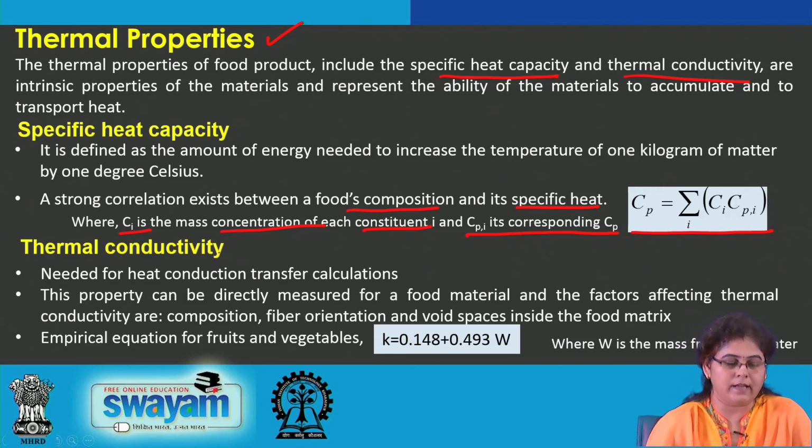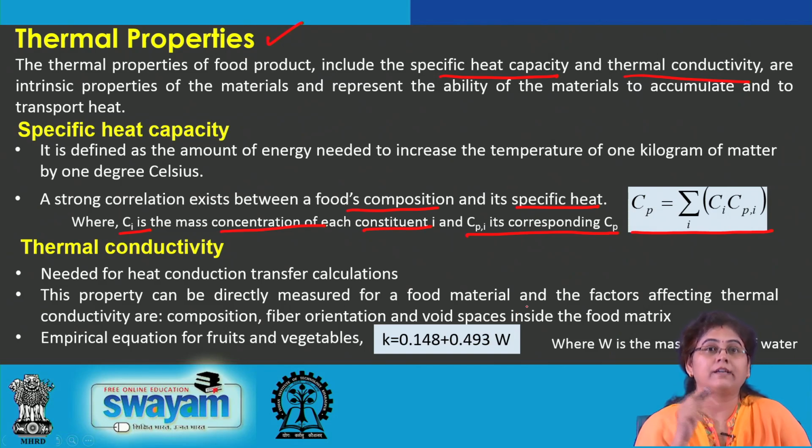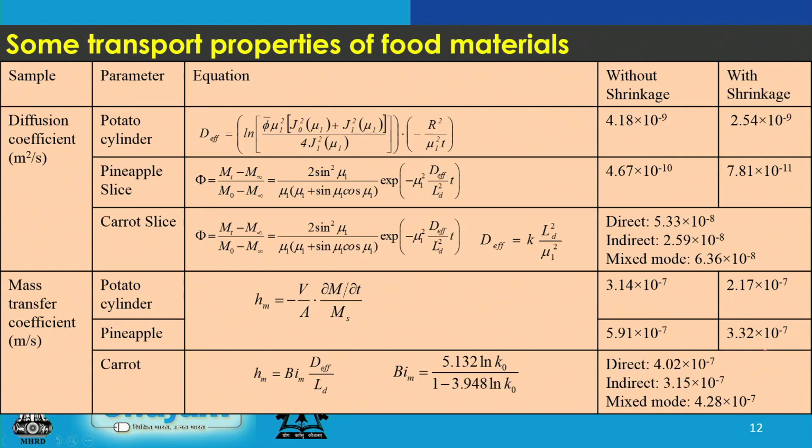And again thermal conductivity, this is needed for heat conduction calculations. This property can be directly measured for a food material, and the factors affecting thermal conductivity are the composition, what is the orientation of the fiber present inside the food matrix, and what are the void spaces present inside the food matrix. So, based on these thermal conductivity values, some empirical correlations for fruits and vegetables were developed. So, this is just a generalized equation presented here, where thermal conductivity is represented as 0.148 plus 0.493 into W, where W is the mass fraction of water. Some of the different transport properties of various food materials are also listed here.